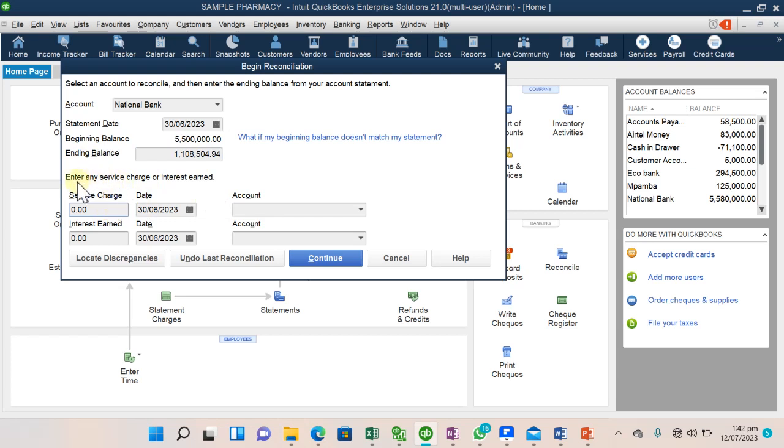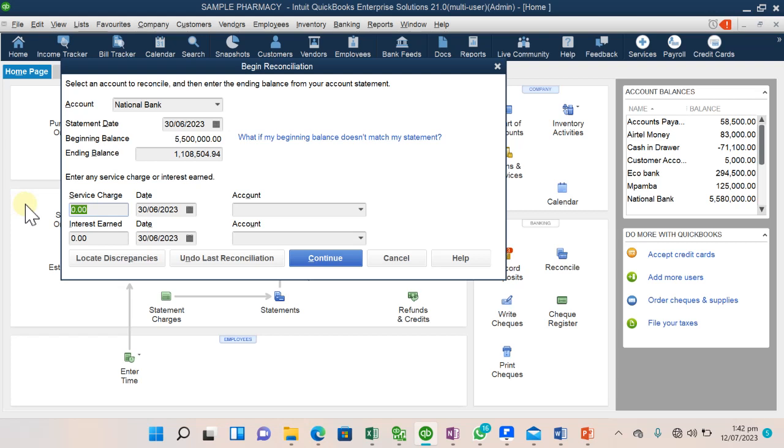Now, enter any service charge or interest earned. So basically, banks have charges, whether it's in Pamba, in the bank account as well, so you might see bank balance, because all these bank accounts are going as bank balance. Pamba, Eco Bank, and Airtel Money, so it says bank balance. So that is finally what the system is saying. So we have my service charges.